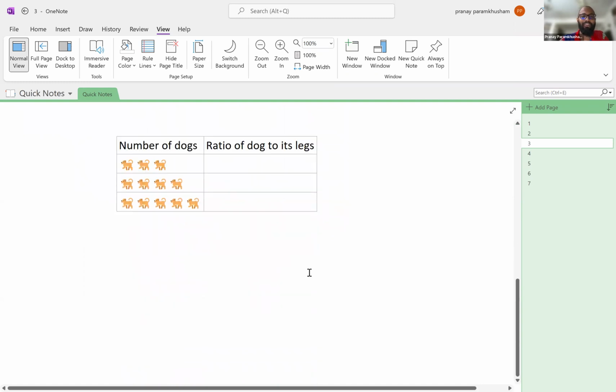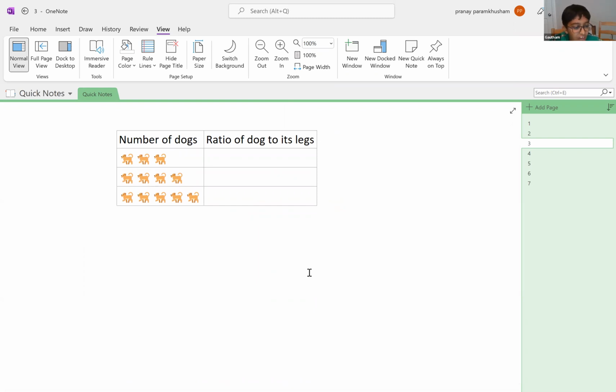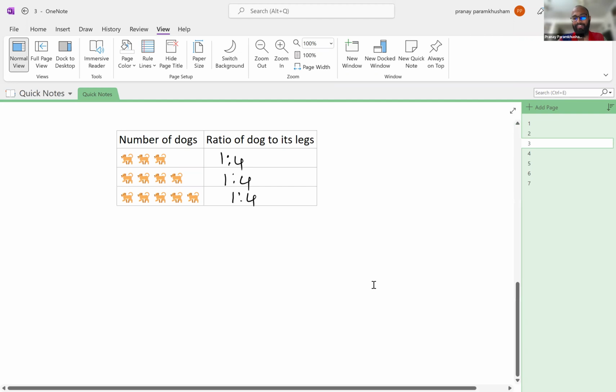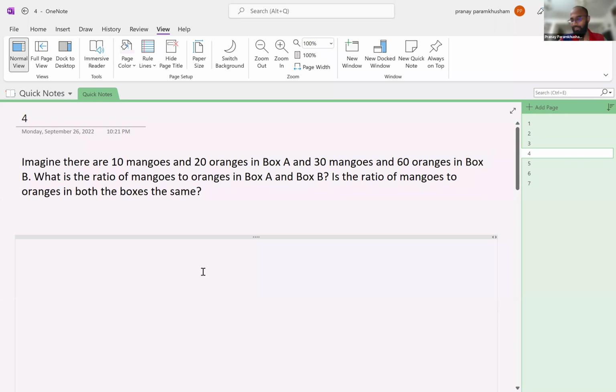Okay. Can you try this one now? What would be the ratio? 3 dogs, 4 dogs, 5 dogs. All right, so 3 to 12, which is 1 to 4. The first one is 1 to 4. Wait, does each dog have 2 legs or 4 legs? Because I'm only seeing 2. No, it's 4. All right, the next one is also 1 to 4. Did you see the pattern here? All of them are 1 to 4. All right. Fine. We are going at a good pace here. Can you try this now?